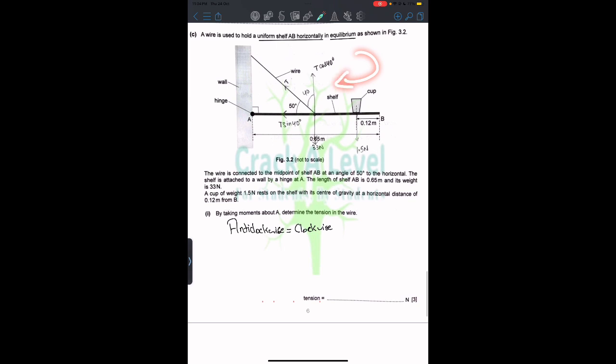Okay, so if this is clockwise, then this should be anti-clockwise. We know that this weight will cause a clockwise moment, so this means that the moment which is acting anti-clockwise will be due to this tension in the wire.